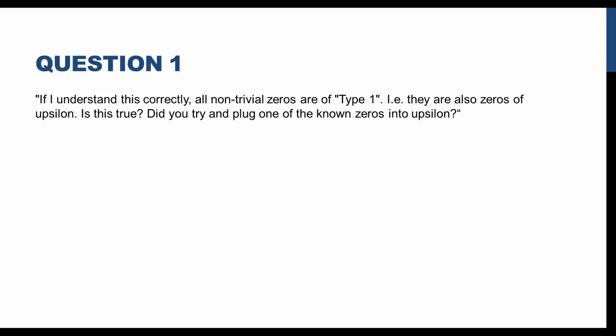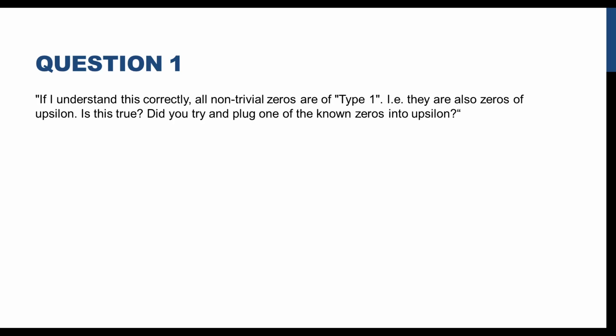Good. Okay, there's been a number of questions, but there are 3 that come up a lot. Question 1, actually this one only came up one time, but it's kind of important because it can sum up all the rest of the other questions. Okay, if I understand this correctly, all non-trivial zeros are of type 1. If you don't understand what I mean by type 1, you can read the paper, and we'll get into it later. But this is the answer to the questions up to date. Okay, all non-trivial zeros are type 1.